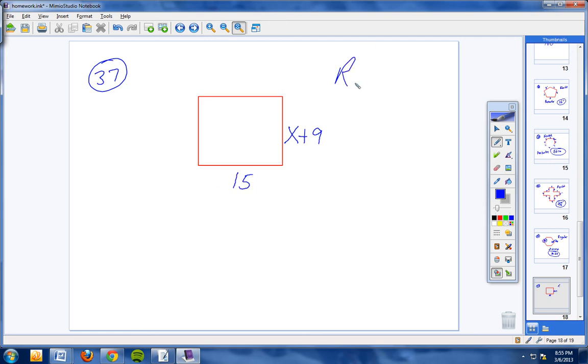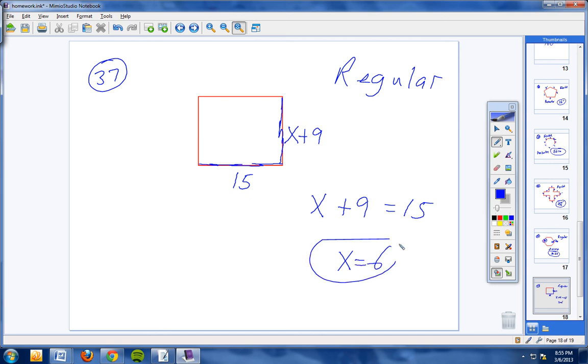All right, number 37. In the directions, they tell us we have a regular polygon. That means all of the angles are congruent, and all the sides are too. So if this is 15 right here, wow. If we know this side here is 15, then we know this side right here is 15 also. So we can confidently state x plus 9 equals 15. Subtract 9 from both sides, and you're left with x equals 6.